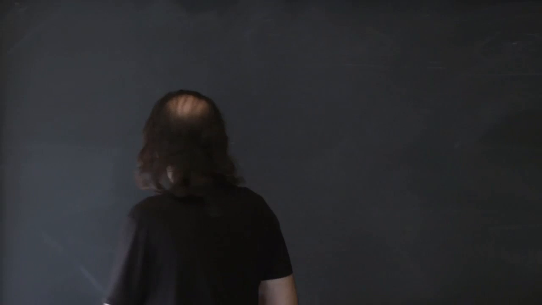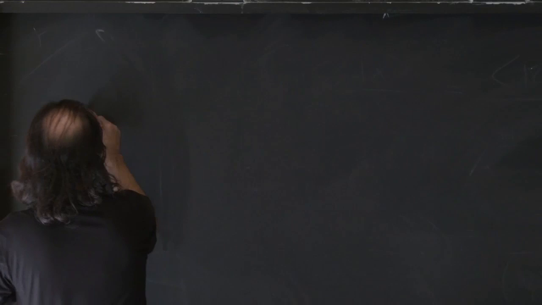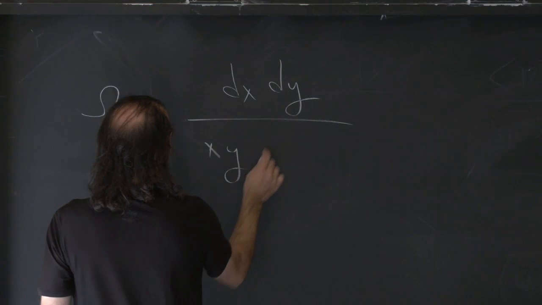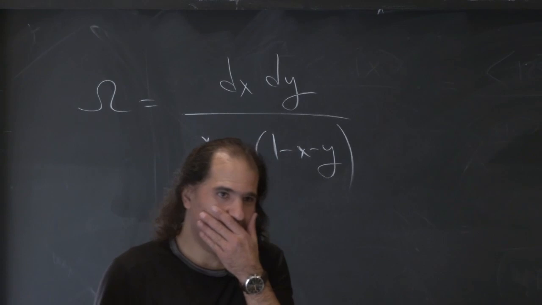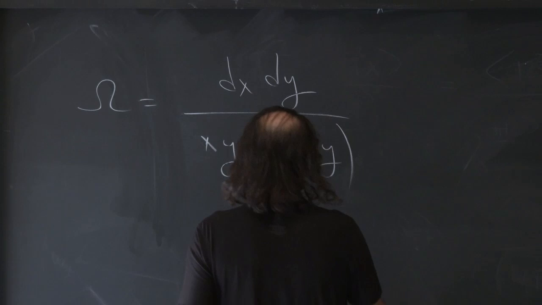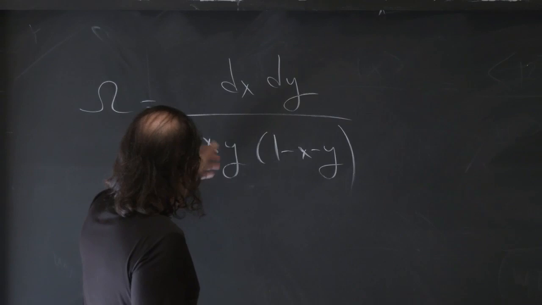And before writing anything projectively or even saying what the space is, let me write down a form. So here is a form: dx dy over xy (1 minus x minus y). Now this is a 2 form, and we're now going to check that this 2 form has interesting properties. Clearly, this 2 form does have logarithmic singularities in various places where x, y, or 1 minus x minus y goes to 0.